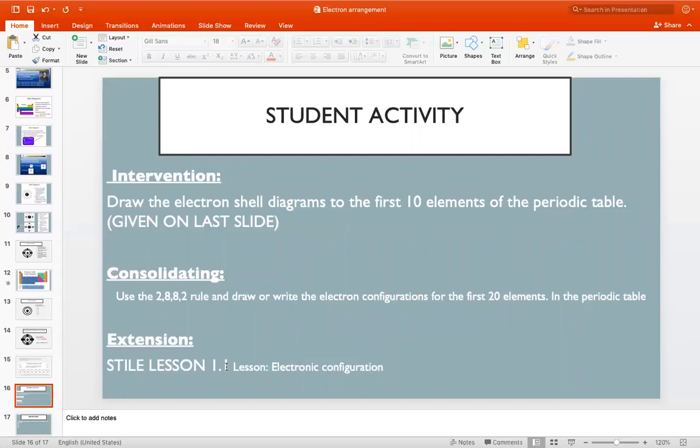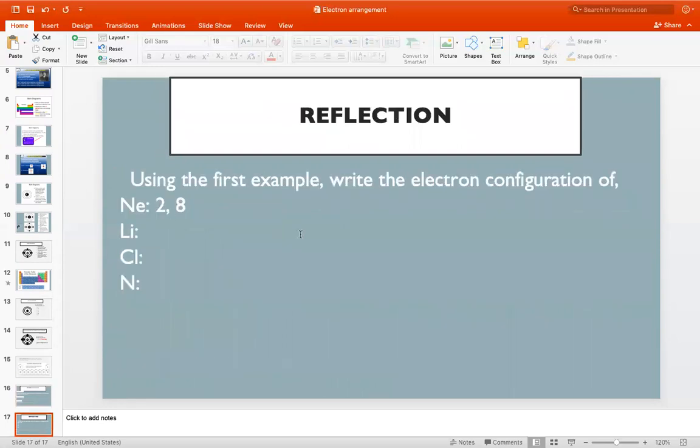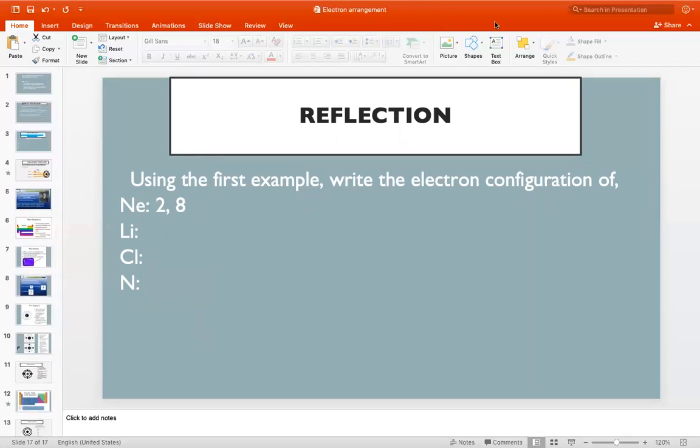And then there's also the Stile lesson. After drawing the first 10 elements, if you want to go to the Stile lesson, that's really good. So you can do the electronic configuration lesson on Stile and make sure you submit it as well. And then do the reflection. I will be available on Google Meet for some time during the session, and I will post a link as I do in every session. So please let me know if you have any questions. Please come on it and let me know. Okay? So hopefully it makes sense, and I'll see you next time. Bye.